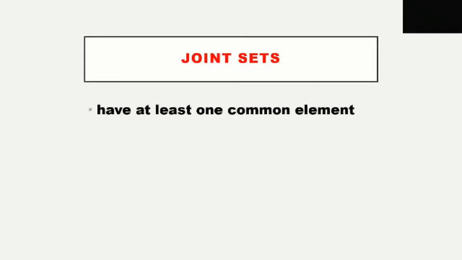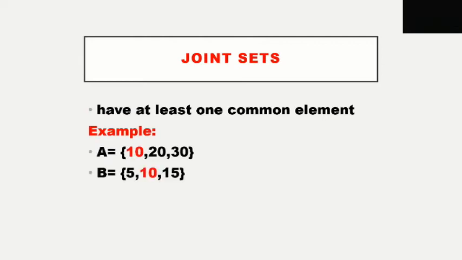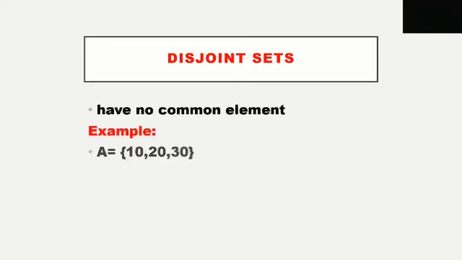Joint sets have at least one common element. Example, set A contains 10, 20, and 30. Set B, we have 5, 10, and 15. So the element 10 is the common element between those sets. Disjoint sets are sets that have no common element. Example, set A and B have no common element.